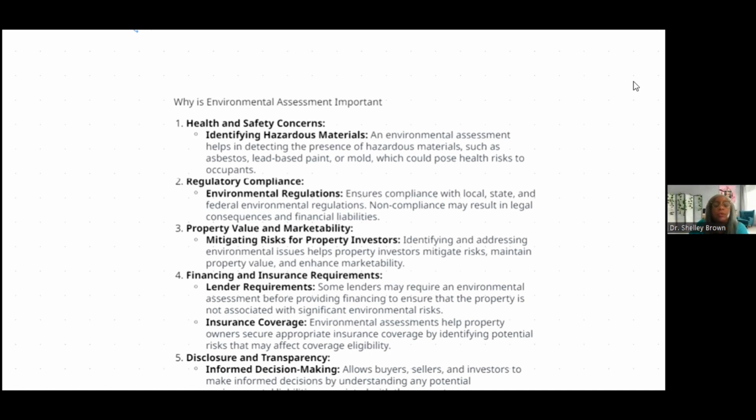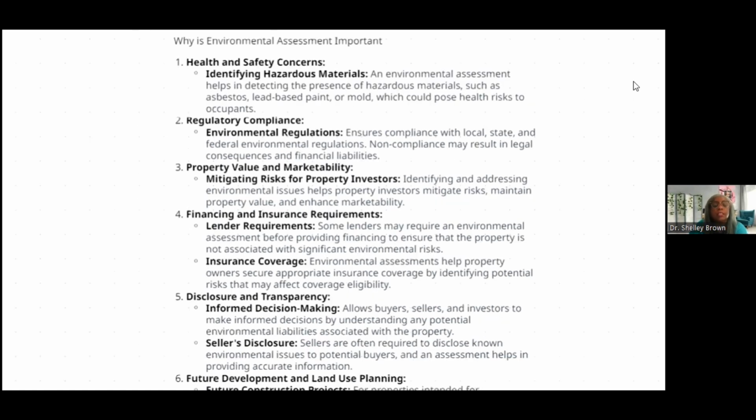Number 2, regulatory compliance. So you want to ensure the compliance with local, state, federal environmental regulations, because if you don't comply, it may result in legal consequences and financial liability. So you could get sued if you are not being forthcoming in the environmental assessment or disclosures.